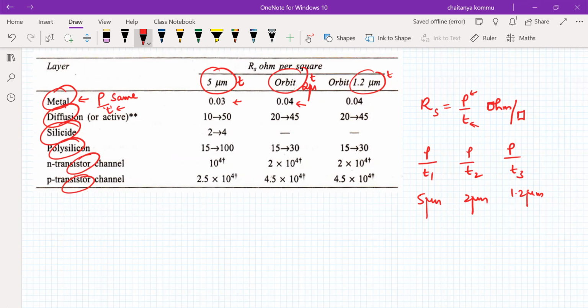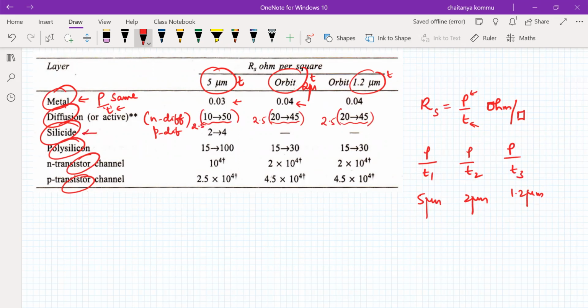Now for N diffusion. So normally it is an N diffusion. That means source and drain we are talking about. Sources and drains are realized by N diffusions, right? It will be 10 to 15, 20 to 45 will be there. So for example, if you consider the P diffusion, you just have to multiply this by 2.5. 2.5 times of this will give you the P diffusion sheet resistances. Generally, we know that.